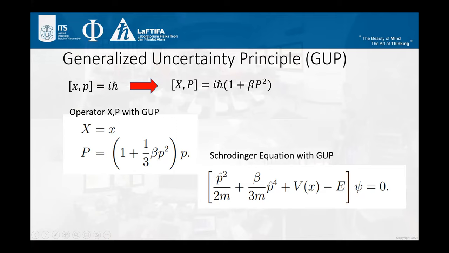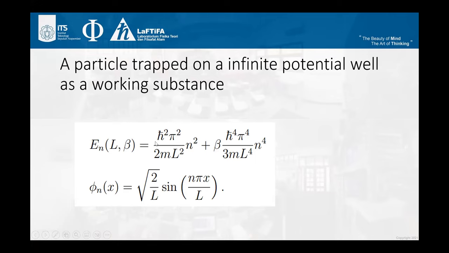In order to satisfy this uncertainty principle, the operators X and P become like this, and then the Schrodinger equation becomes like this. Of course, it has consequences for the energy levels, like this. I take this formula and I will work with quantum heat engines. I take the particle trapped in an infinite well with the influence of minimal length as a working substance.